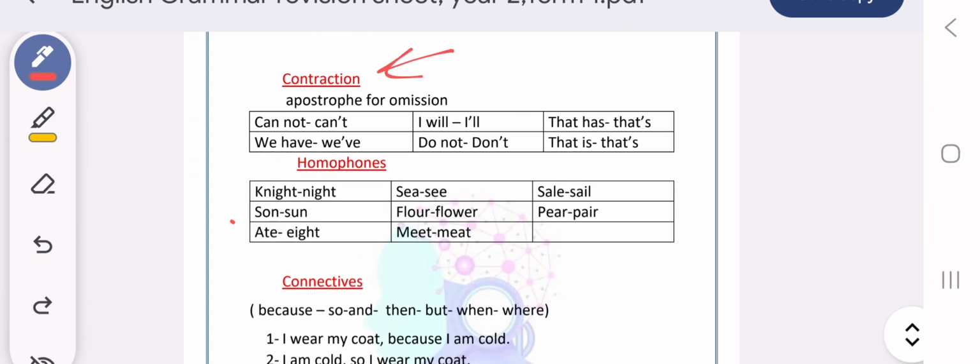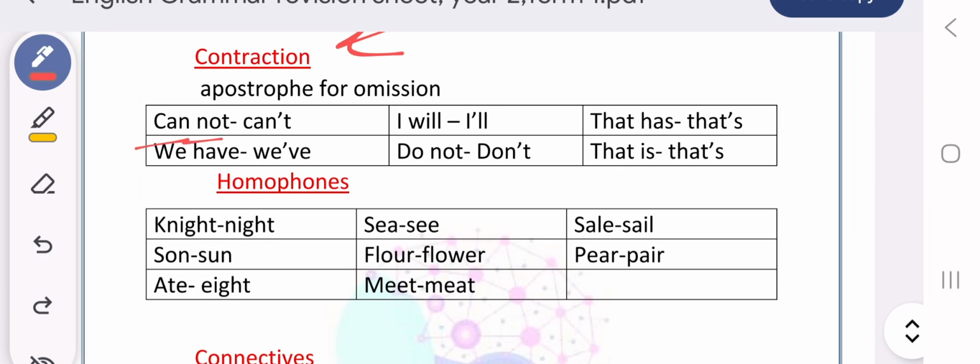Now let's talk about contraction. Instead of writing two words, cannot, we can write only one word and we can remove one N and the O. So we put an apostrophe: can't. I will, we are going to remove W and I will say I'll and put an apostrophe. That has, we are going to remove H and E. That's, we put an apostrophe. We have do not, don't. That is, that's. And remember, they are the same. But this one is that has, and this one is that is. You will understand it from the sentence.